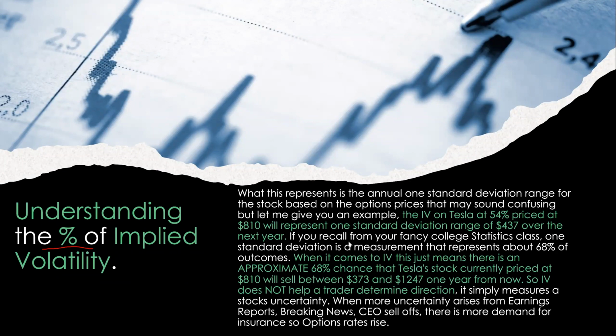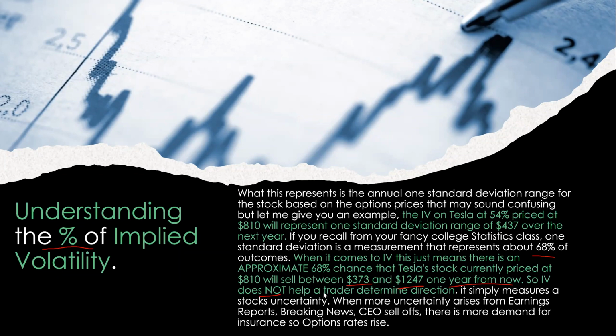But if you recall from your stat classes, you'll know that 1 standard deviation represents about 68% of outcomes, which is also the most respected Fibonacci level. Remember, I told you it pops up all the time in random places. Pretty cool, huh? So when it comes to IV, this just means that there's an approximate 68% chance that Tesla's stock, currently priced at $810, will sell between $373 and $1247 1 year from now. So IV, once again, does not help you determine direction.